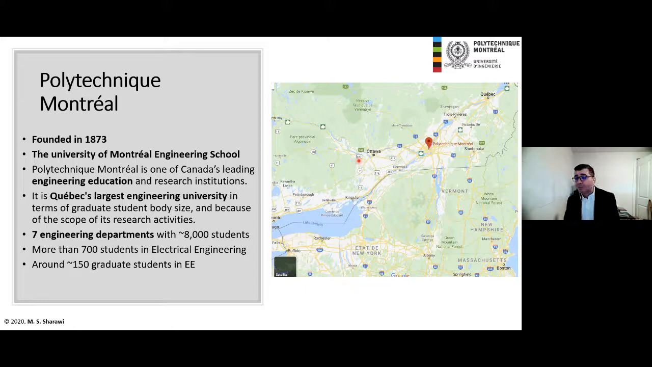The University of Montreal actually has three sections: the University of Montreal, Polytechnique Montreal, which is only engineering, and HEC, which handles the business school. So Polytechnique Montreal is the engineering school of the University of Montreal. We are an independent entity, but we are under the umbrella and governance of the University of Montreal. We have seven engineering departments with a population of about 8,000 students, and electrical engineering in particular is about one-tenth of the total population of the school, with about 700 students and 150 grad students.